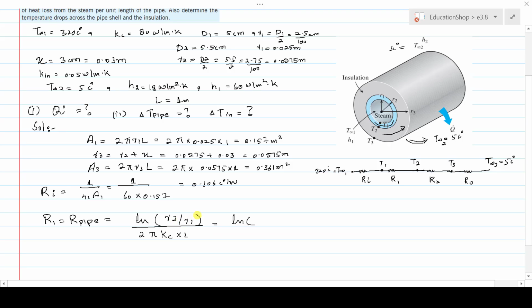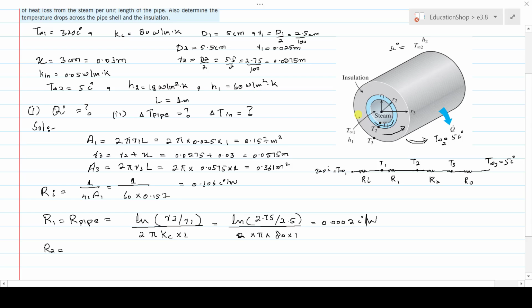The outer radius is 2.75 centimeter and the inner radius is 2.5 centimeter. Thermal conductivity of the material from which the pipe is made is 80. Simply solve this on a calculator and you will get the R1 value, that is 0.0002 centigrade per watt.